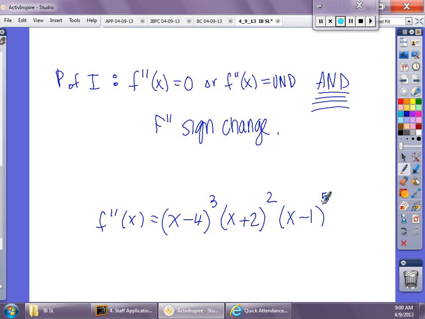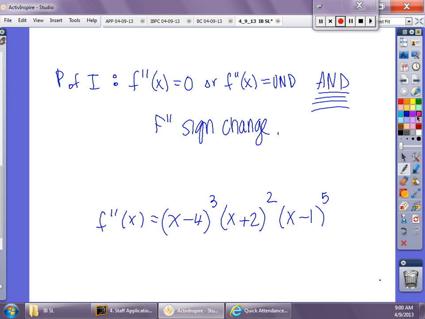Very quickly, how many points of inflection does that have? It's a quick question. How many? I'm going to have you raise your hand if you think it's 0. Raise your hand if you think it's 1. Raise your hand if you think it's 2 points of inflection. Raise your hand if you think there's 3 points of inflection.